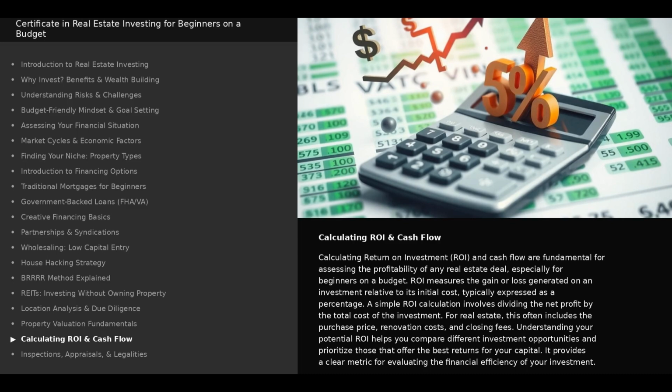Understanding your potential ROI helps you compare different investment opportunities and prioritize those that offer the best returns for your capital. It provides a clear metric for evaluating the financial efficiency of your investment.